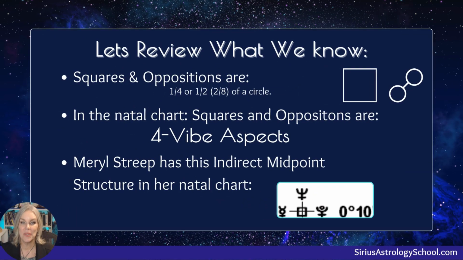We know that squares and oppositions are a quarter of a circle or a half of a circle. And in the natal chart, when we have squares and oppositions, they are what we call 4 vibration aspects. So what this means is that the squares and oppositions are in the energy of 4-5. So Meryl Streep has this indirect midpoint structure in her natal chart. She has the indirect midpoint structure of Neptune squaring Mercury and Pluto. And we just understood that from the previous slides.